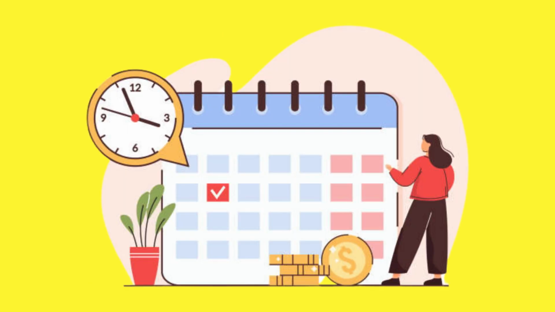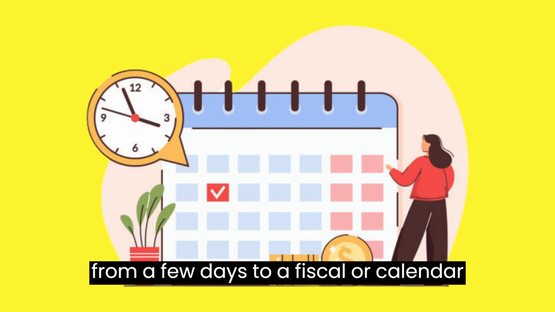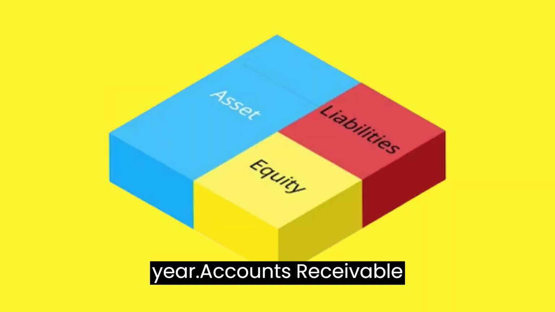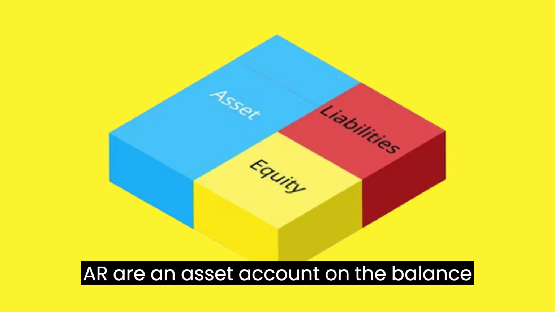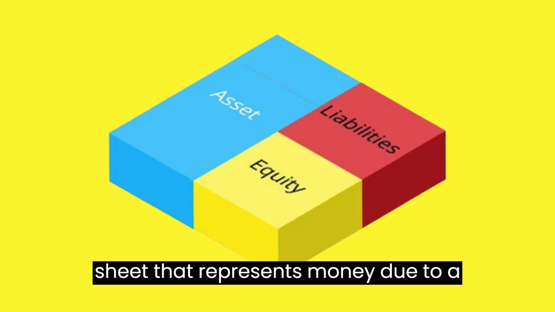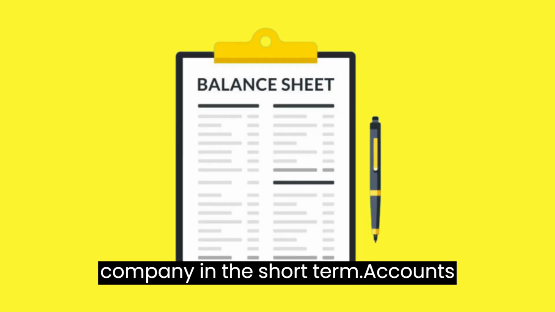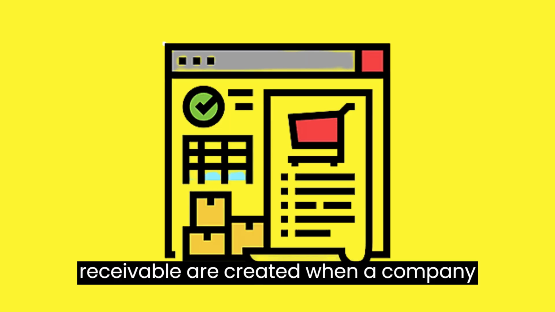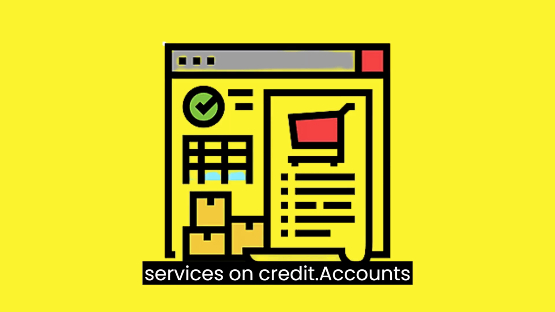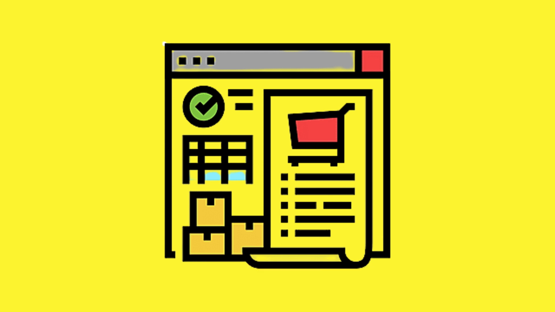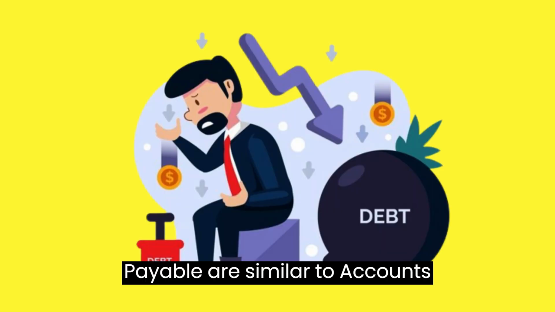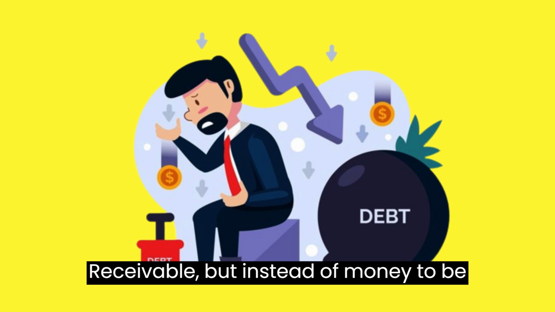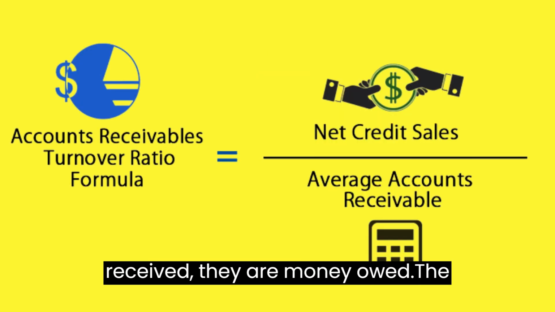It typically ranges from a few days to a fiscal or calendar year. Accounts receivable, AR, are an asset account on the balance sheet that represents money due to a company in the short term. Accounts receivable are created when a company lets a buyer purchase their goods or services on credit. Accounts payable are similar to accounts receivable, but instead of money to be received, they are money owed.